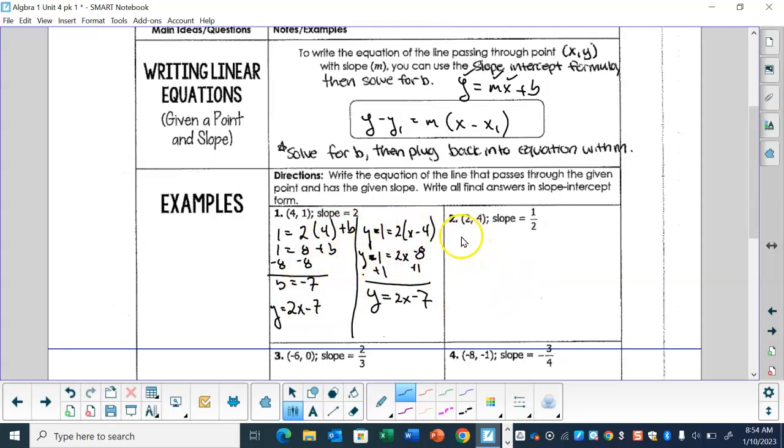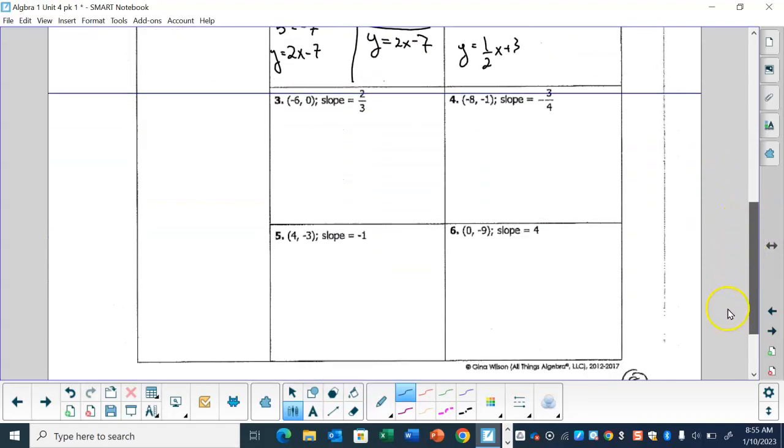So let's do a second one. I'm going to use the substitution method here. We have y equal to 4, my slope of 1/2, times x, which is 2, plus b. Solve for b. My 2's cancel out, which leaves me with 1. So I subtract 1, and b is equal to 3. Now I just write it in: y is equal to 1/2 x plus 3. That's how you do those.